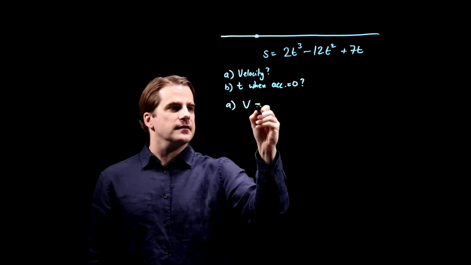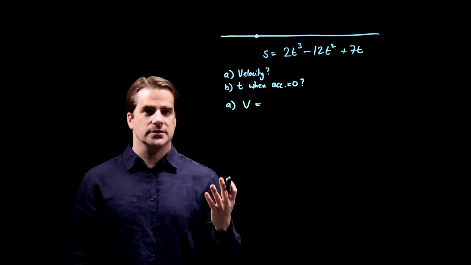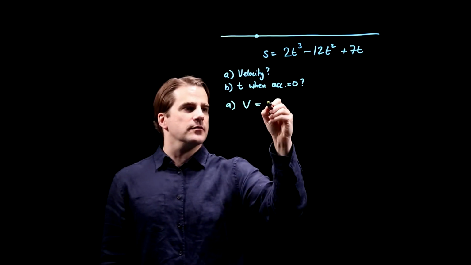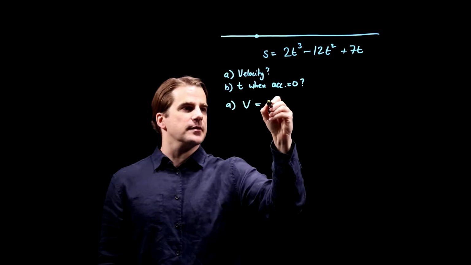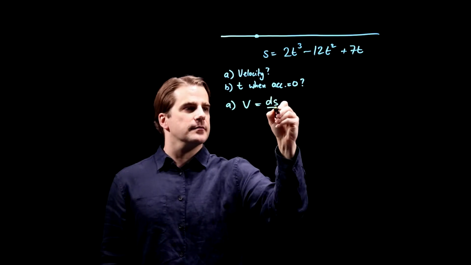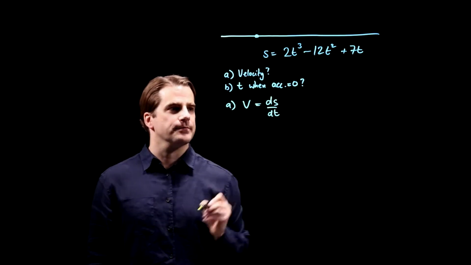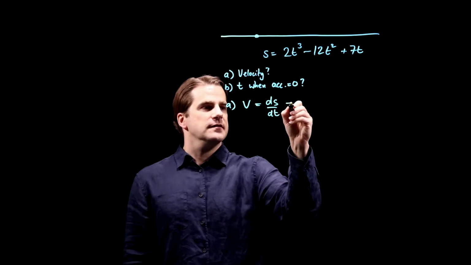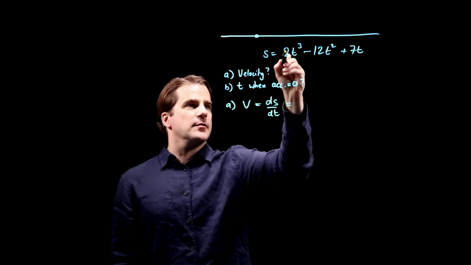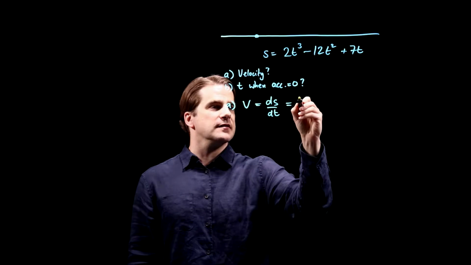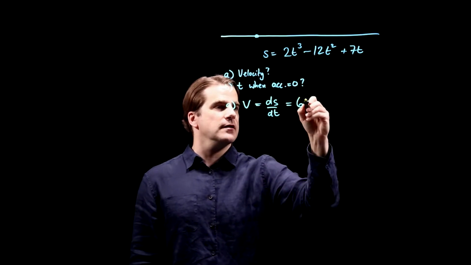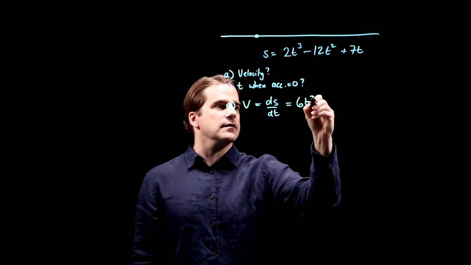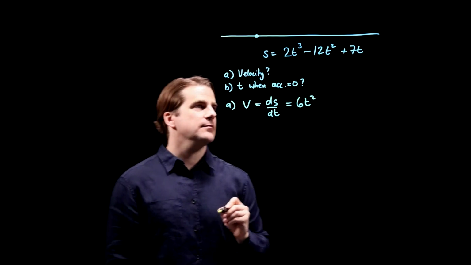So the velocity, part A, velocity is the rate of change of the displacement. In other words, we have to differentiate the displacement. So it's ds by dt, which is, bring 3 down, multiply it. 3 times 2 is 6. Take 1 off the 3 is 2. So you get 6t squared.